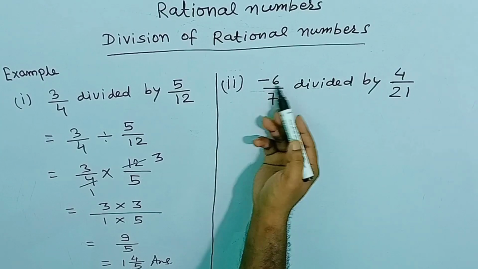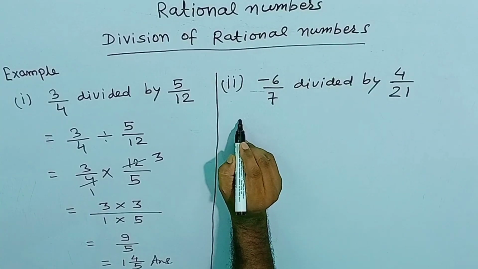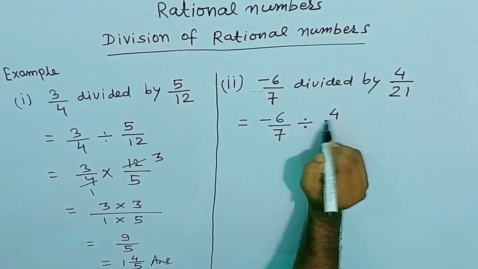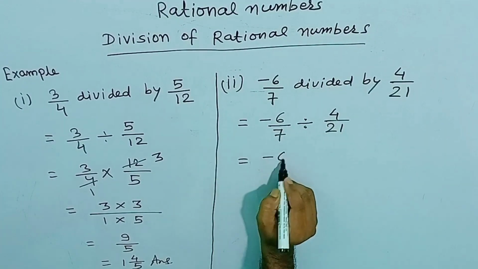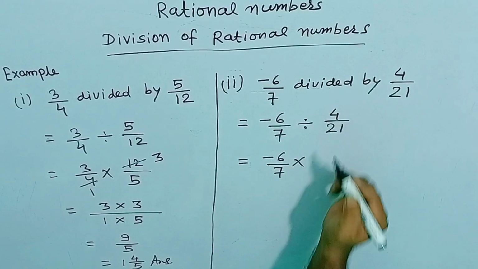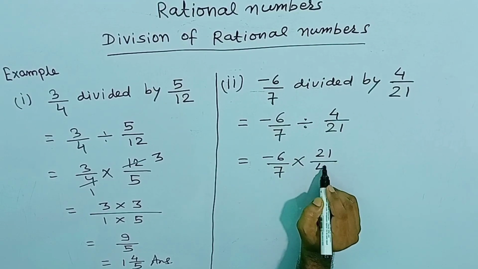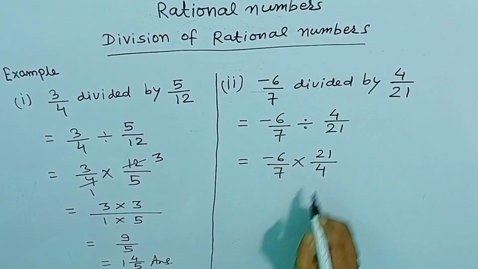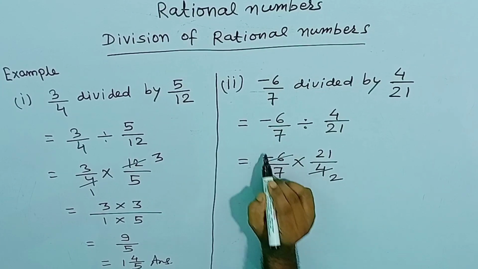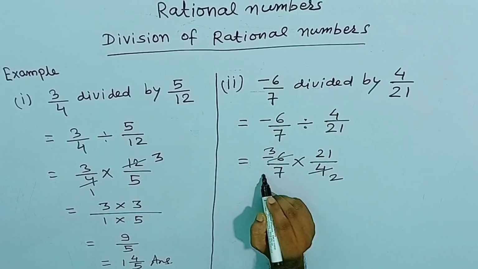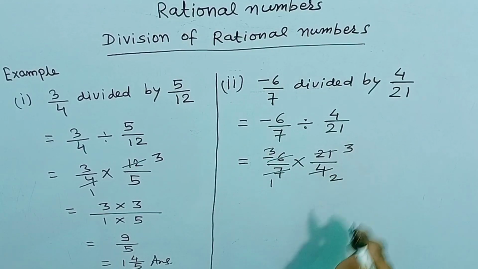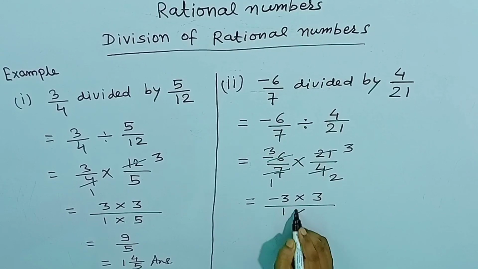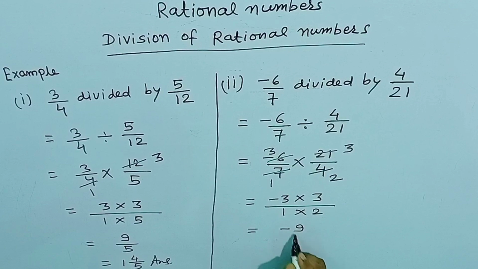So, ये हमारा जो है answer. So, यहाँ एक और example है हमारे पास, minus 6 by 7 divided by 4 by 21 is equal to हम लिख सकते हैं minus 6 by 7 divided by 4 by 21 is equal to हम लिखेंगे minus 6 by 7 into reciprocal of 4 by 21, that is 21 by 4. Reciprocal of 4 by 21 जो होगा 21 by 4 होगा. अब यहाँ 6 और 4 को हम कैंसिल करेंगे, 2 2 जा 4, 2 3 जा 6, और 7 और 21 को भी हम कैंसिल करेंगे, 7 1 जा 7, 7 3 जा 21, will be equal to minus 3 into 3 divided by 1 into 2, is equal to हमें मिलेगा minus 9 by 2.